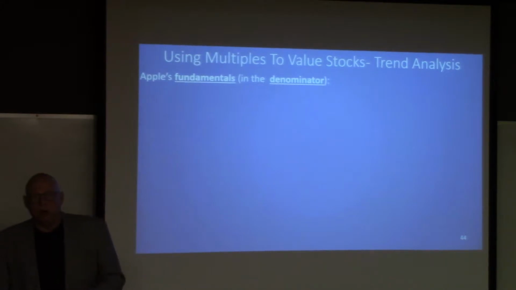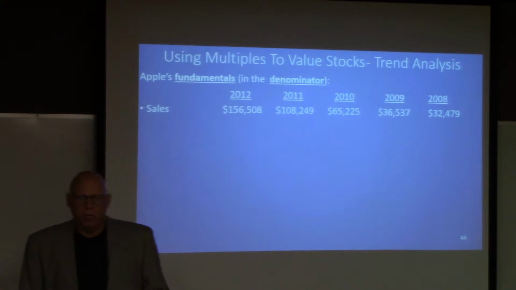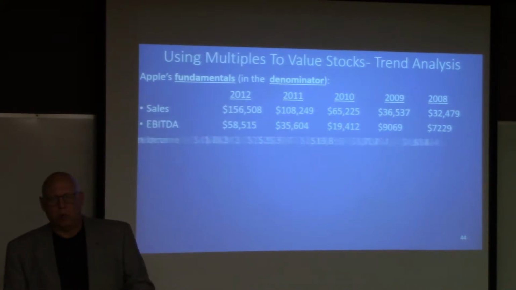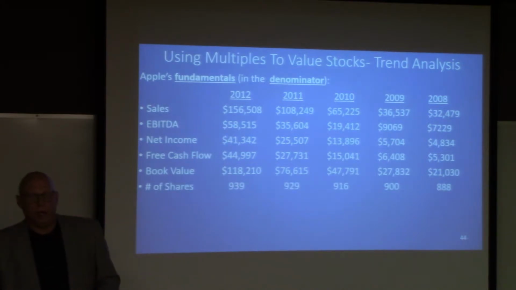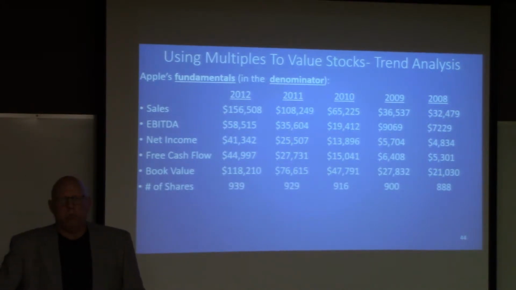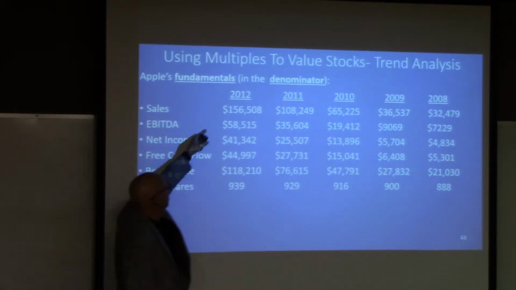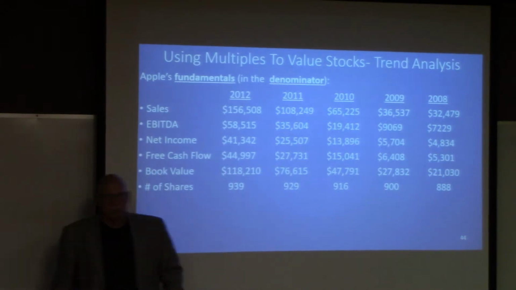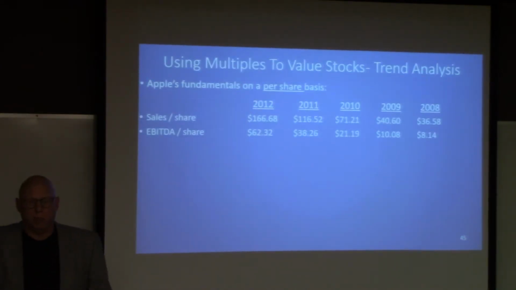All right, so let's look at Apple's fundamentals. Here are sales, historical sales, EBITDA, net income, free cash flow, and book value. And then here are the number of shares. So now let's convert these fundamentals from total numbers into per share numbers. We will divide each of these numbers by the number of shares. And here we go. So here are the fundamentals on a per share basis.